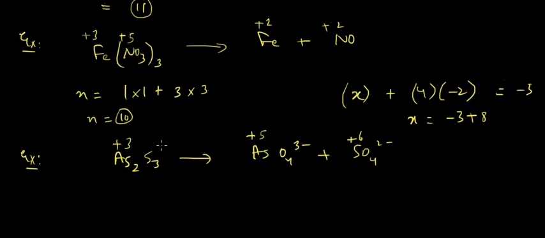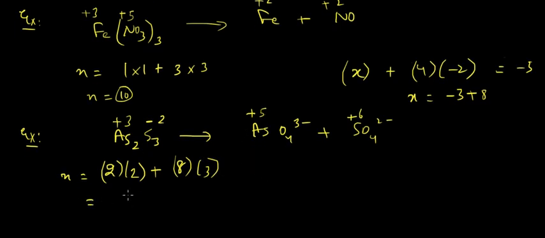So S is going from -2 to +6, and As is going from +3 to +5. So the number of electrons released by As is 2, times 2 moles of As in the compound, and the number of electrons released by S in the reaction, going from -2 to +6, would be 8, multiplied by 3, which is the number of moles of S present in the compound. So the total n factor would be 4 plus 24, which is 28.